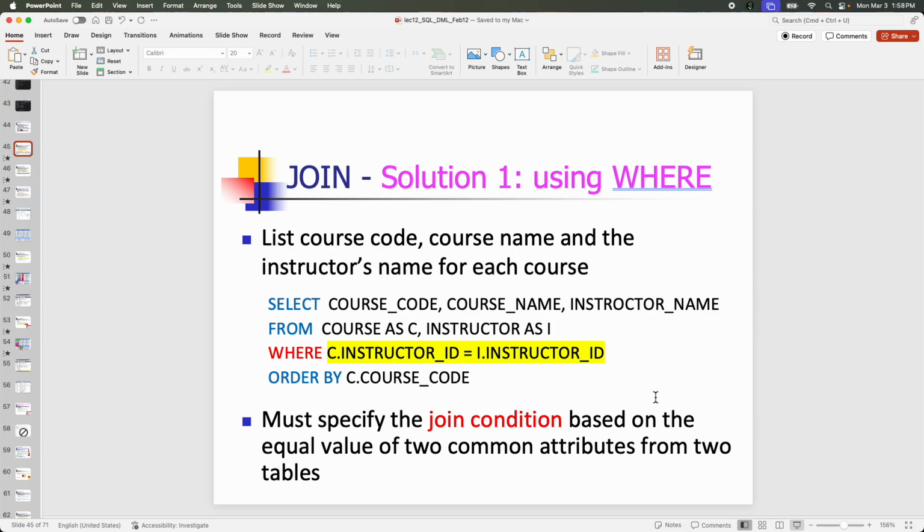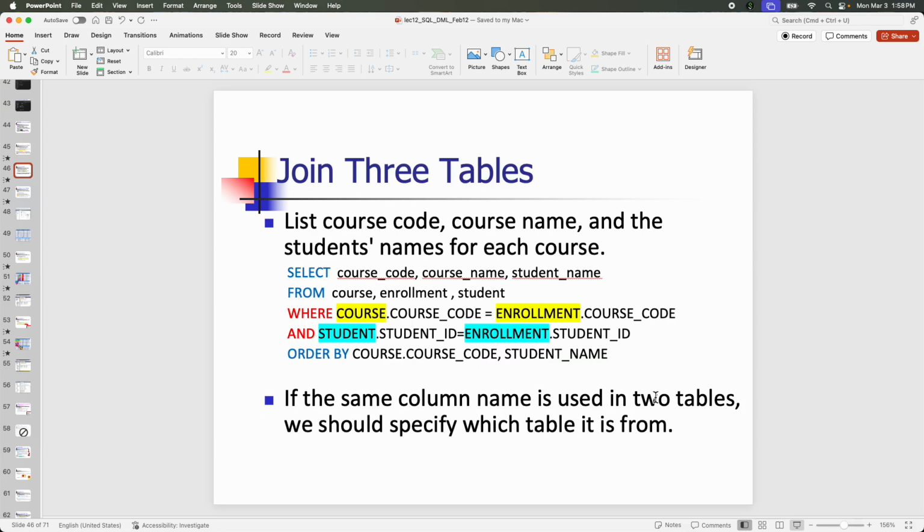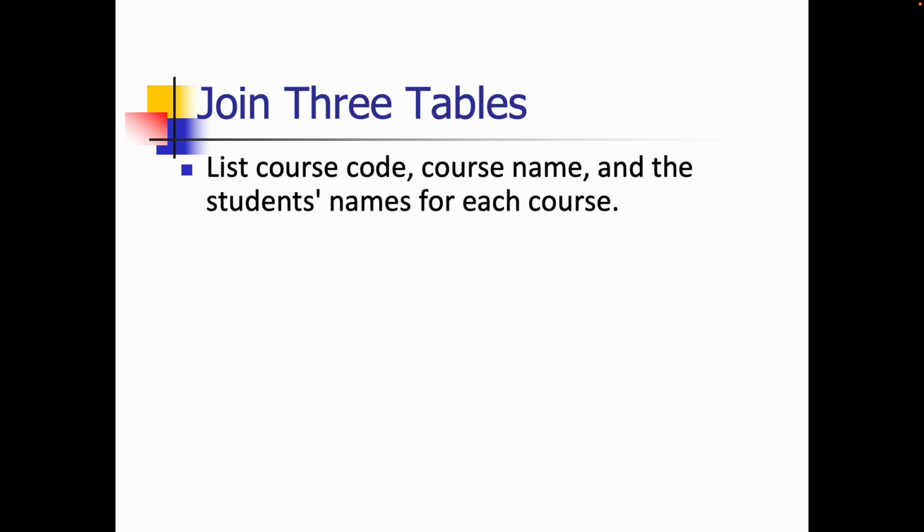Back to the slides. Like join 3 tables, okay? So let's say you want to find the course code, course name, and the student name for each course. Please do not look at the example and try to think yourself, how would you answer this query? And then let me know how you do that.